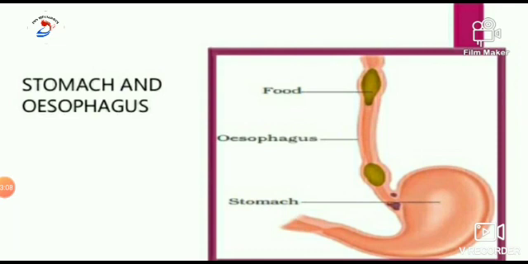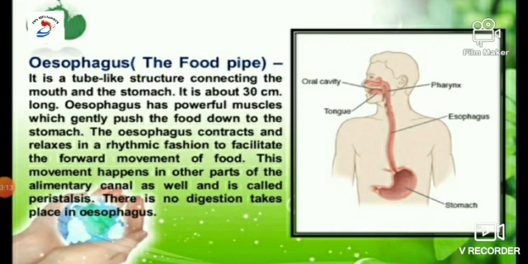Yesterday I told you about a long tube running from the mouth to the anus. That's called the alimentary canal. Now let us discuss in detail the food pipe, connecting the mouth and the stomach.